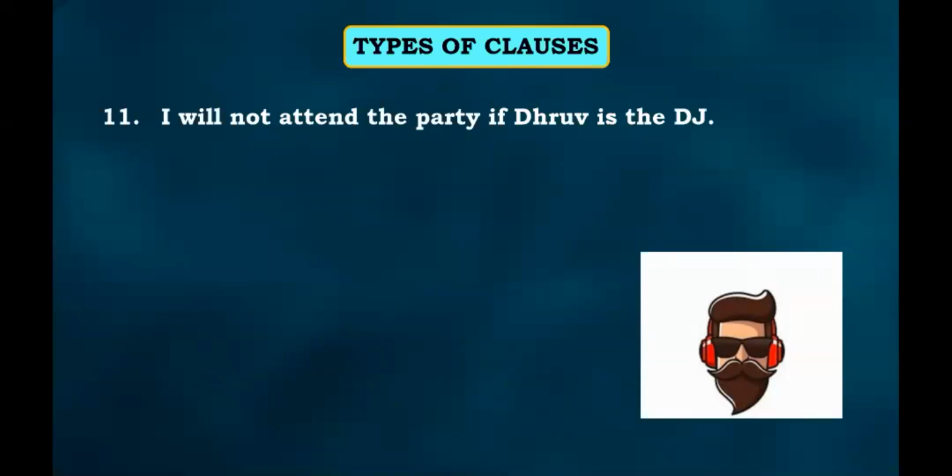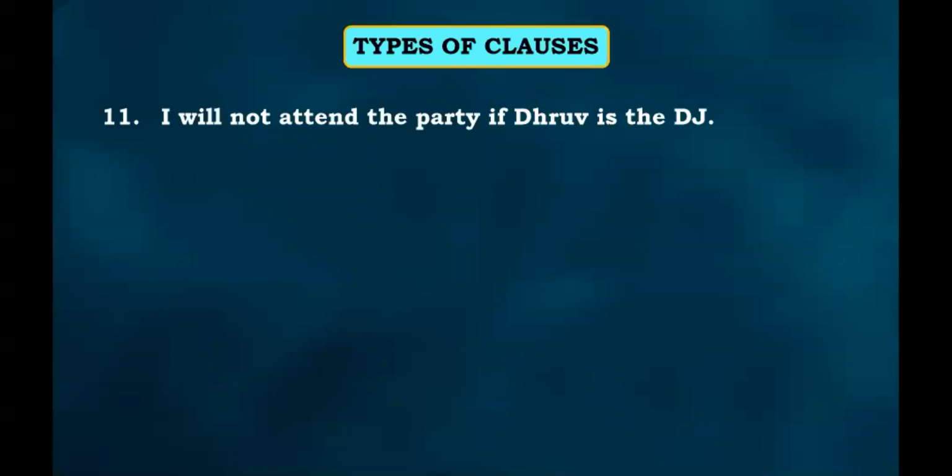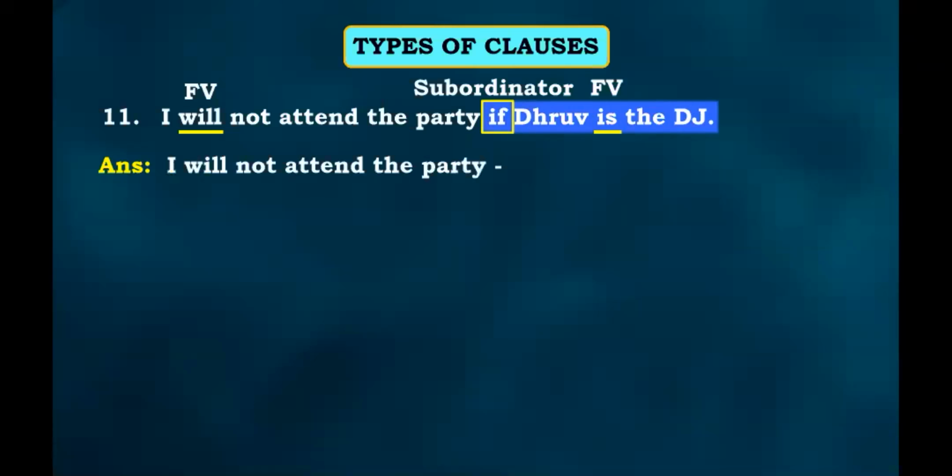Now let us see the two finite verbs here. Will not attend, will not या will attend, कुछ भी चलेगा, and is. If is the subordinator here, so your subordinate clause will be if Dhruv is the DJ. Correct? My main clause is I will not attend the party.